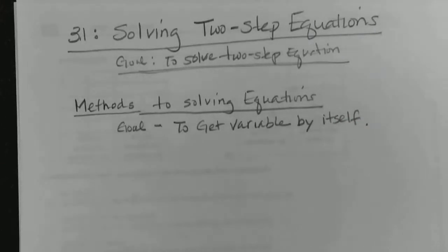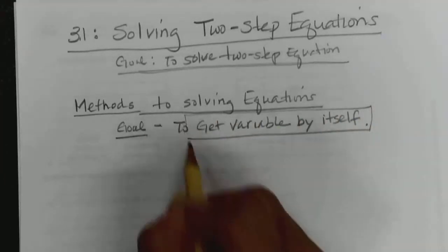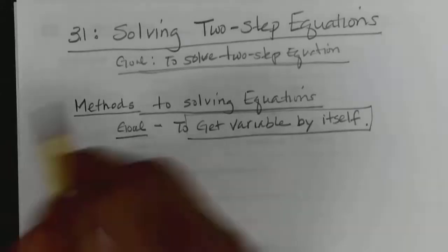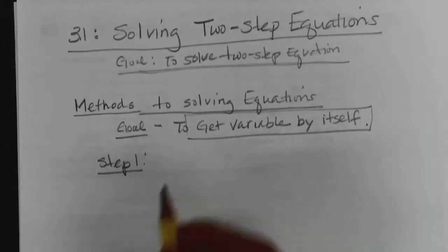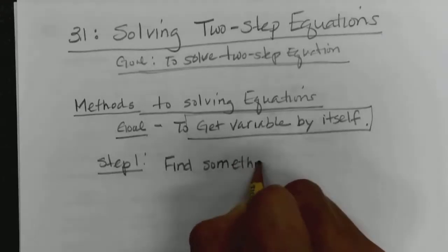Now, when we start with one step and two step, it's really easy to figure out what the answer is, but I don't care about the answer right now, and I'm going to be very picky about the process. We're learning the process of solving equations, okay? So that is your goal. Your goal is to get the variable by itself. When you get the variable by itself, answer will appear, okay? So step one, you're going to find something being added or subtracted.